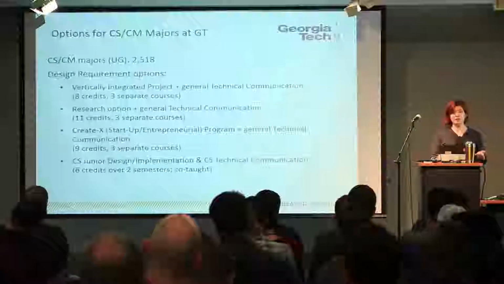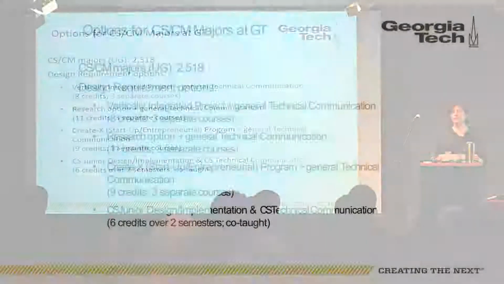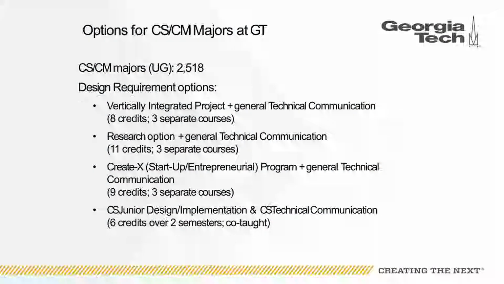In addition to the threads, which help them figure out where they want to aim in their career, they also need to fulfill one of these design requirements, and there are 4 ways they can do it. One is through what we call a vertically integrated project, which is really cool, where undergraduates are working over multiple semesters with research faculty to do a particular project. This is something that's not just in the College of Computing, but other parts of the university do that as well. There's a research option for students who want to do a research thesis.